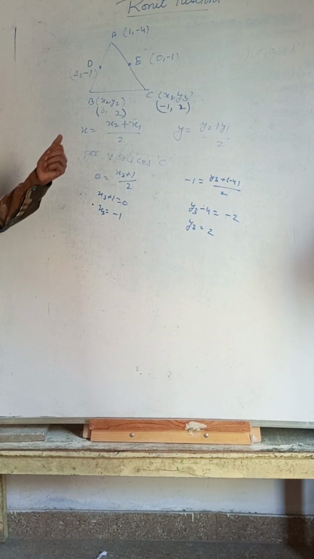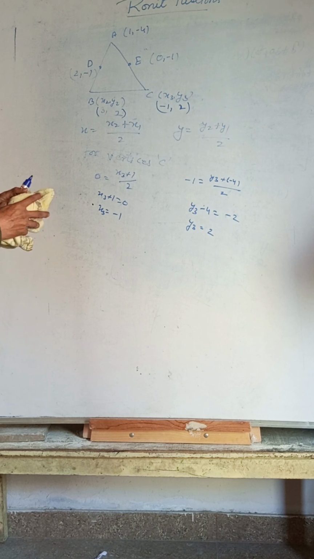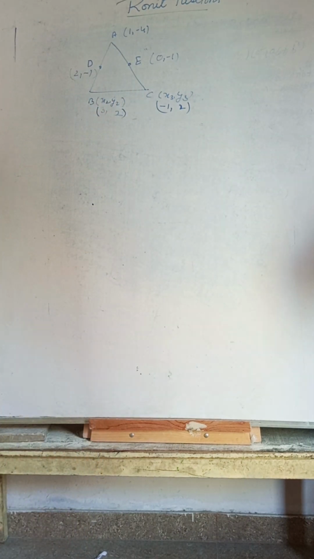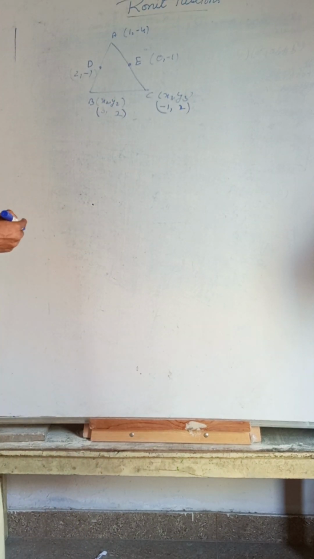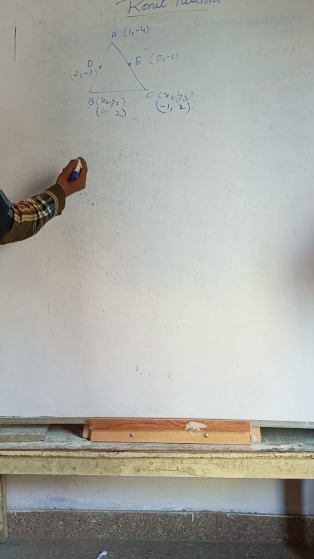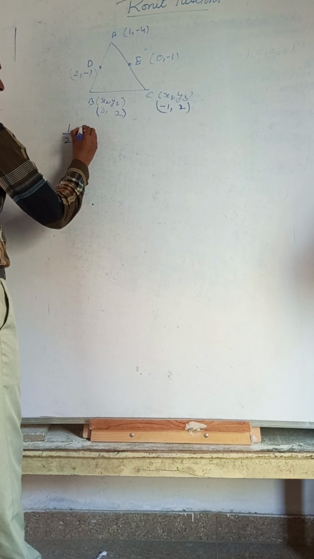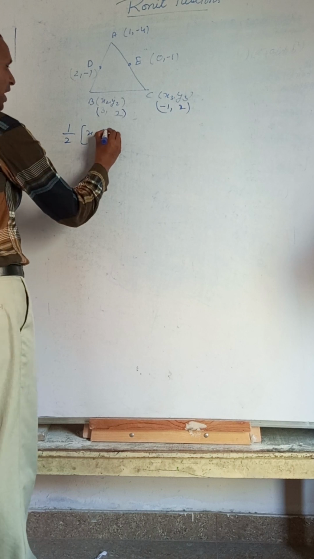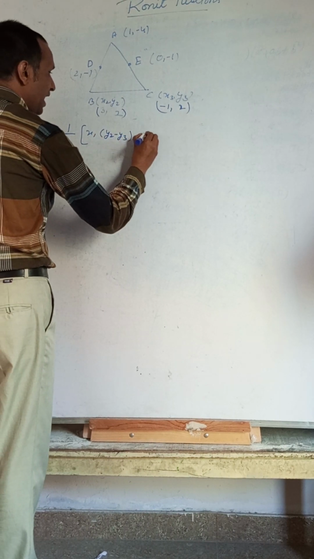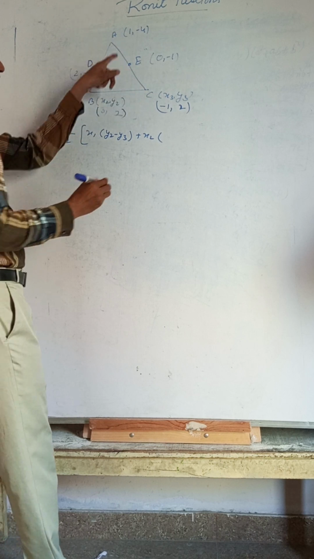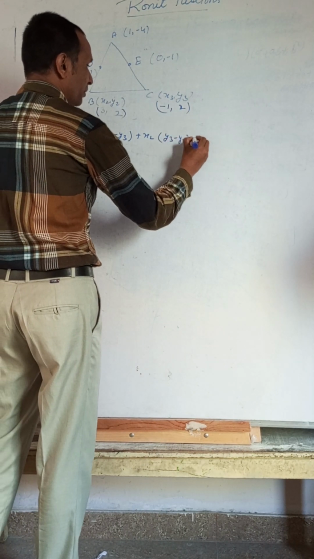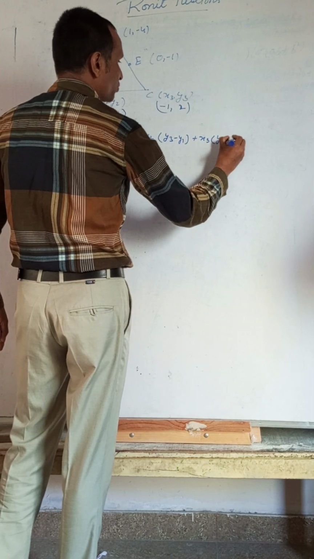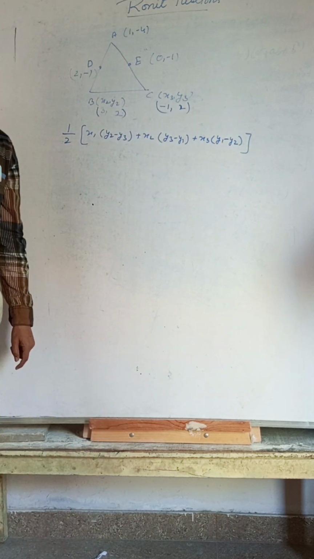Now we are finding the area of triangle ABC. To find the area in coordinate geometry, there is a formula; the earlier videos are already uploaded, you can see them. But here again I am writing it: 1/2 [x1(y2 - y3) + x2(y3 - y1) + x3(y1 - y2)]. This is the formula.